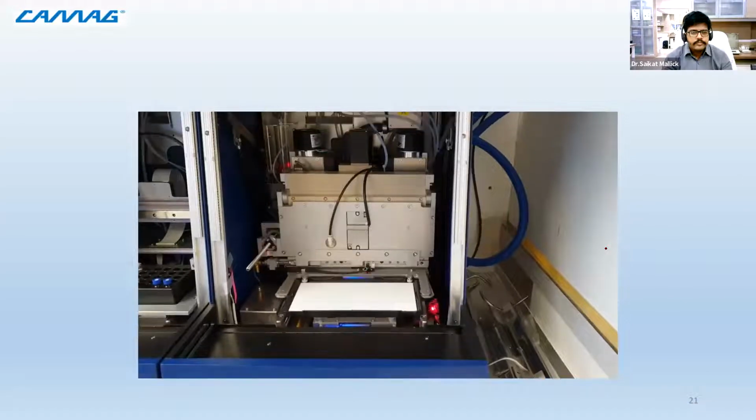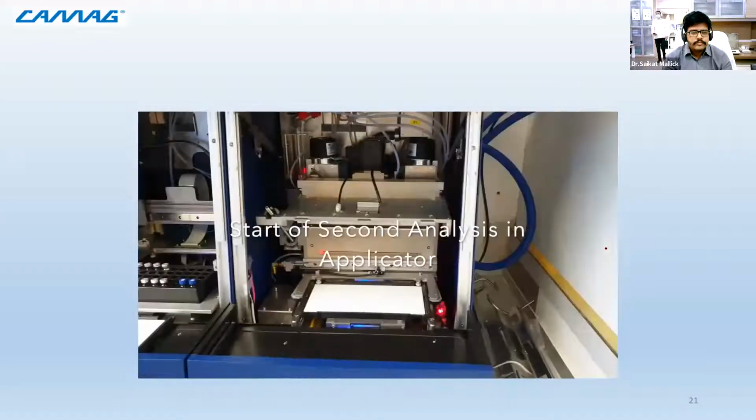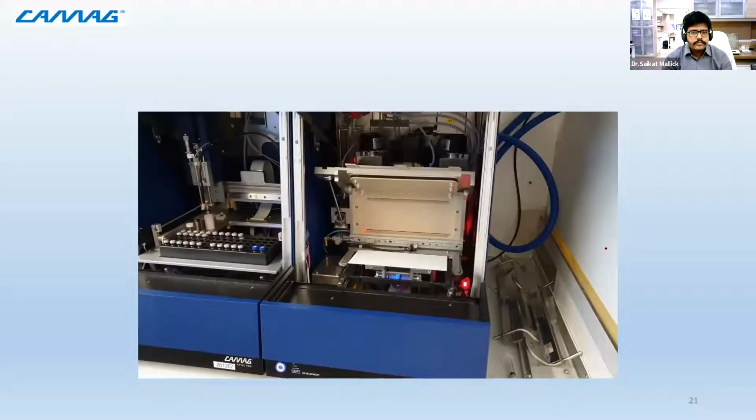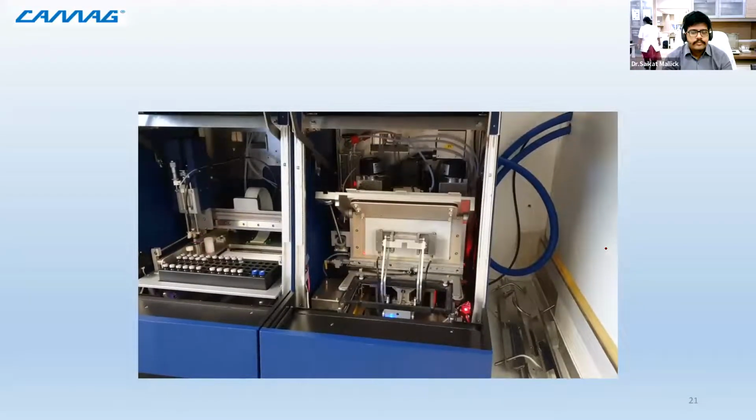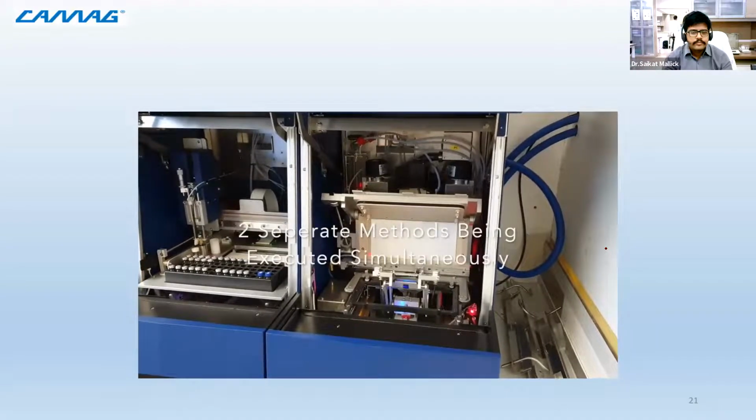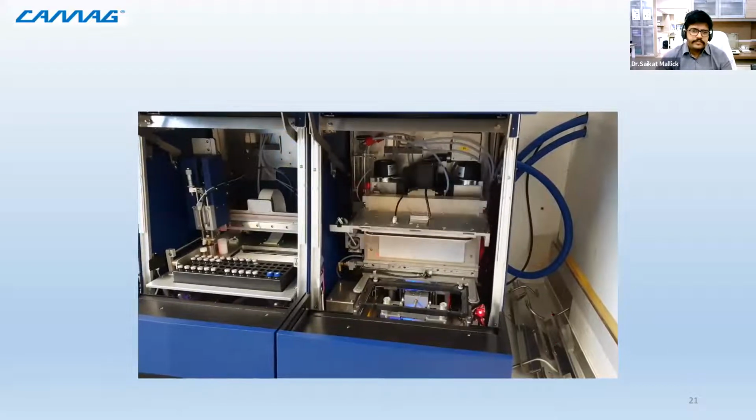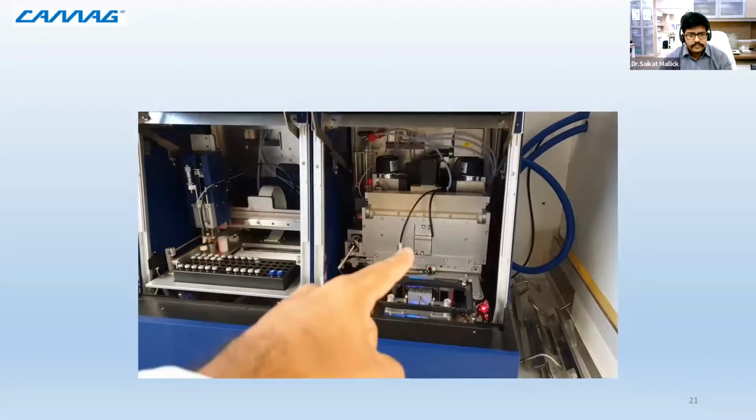It's asking for the second plate, and the second plate is also going in. So you can see the automation. We are doing two analyses back to back. The second plate will now start being applied while the first plate is being developed. So there is a fresh plate being applied now and our older plate being developed in this chamber. So that's the automation.